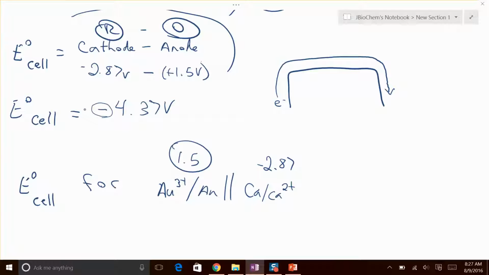So I'm trying to make sure I answer your question. When we started off, it was positive, right? So that's the spontaneous. So if it's spontaneous, that means we have to switch the coefficients in order for the answer to be non-spontaneous. So for it to be negative.